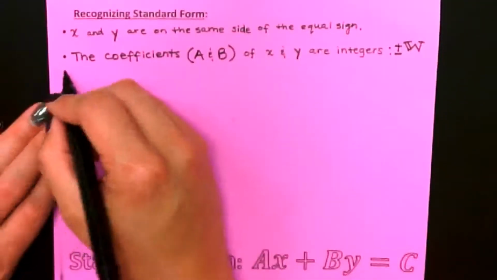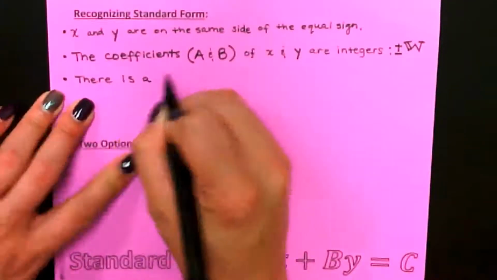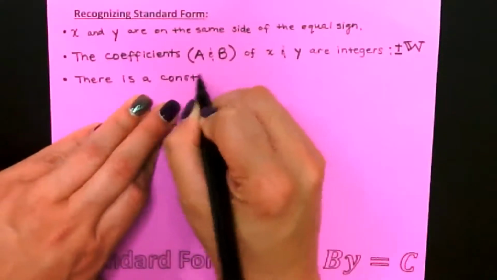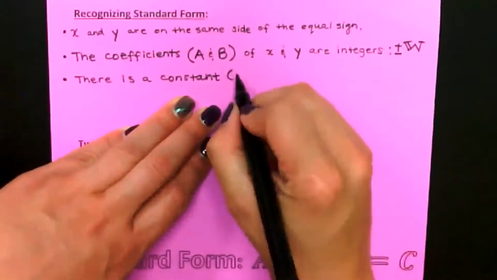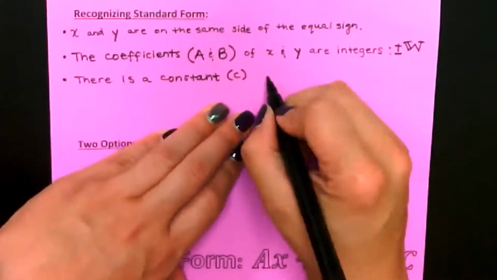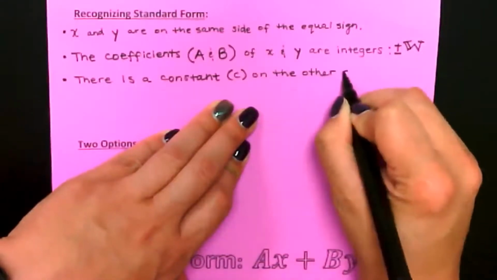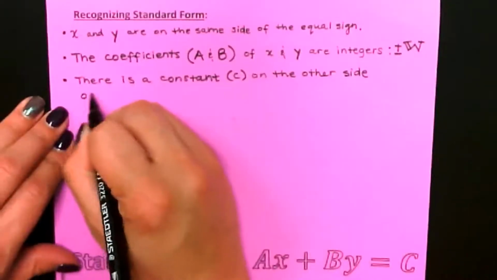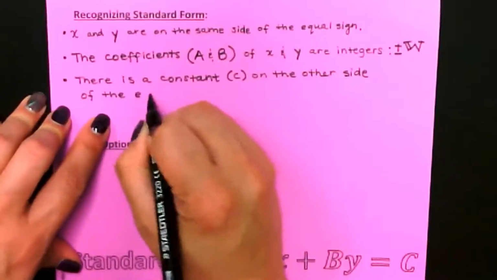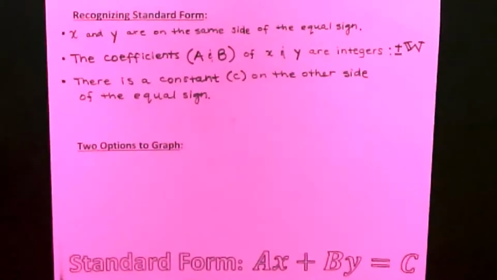X and Y are on the same side of the equal sign. And lastly, there is a constant. Obviously, it's the only one we have left there. C on the other side of the equal sign. Okay. Whew, that was a lot.